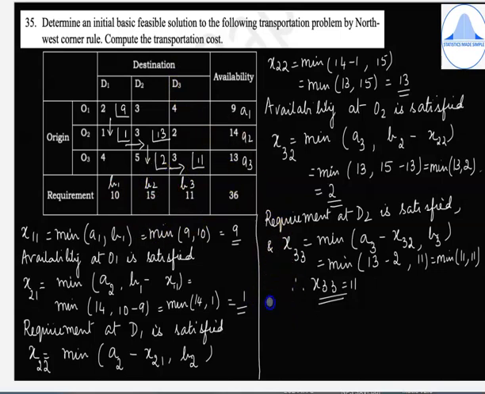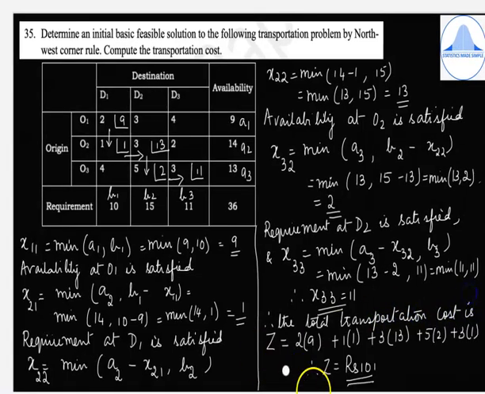Next we'll write, therefore, the total transportation cost is, so we write z is equal to 2 into 9 plus 1 into 1 plus 3 into 13 plus 5 into 2 plus 3 into 11. So each of the costs are multiplied by its allocation. So we get, therefore z is equal to rupees 101.